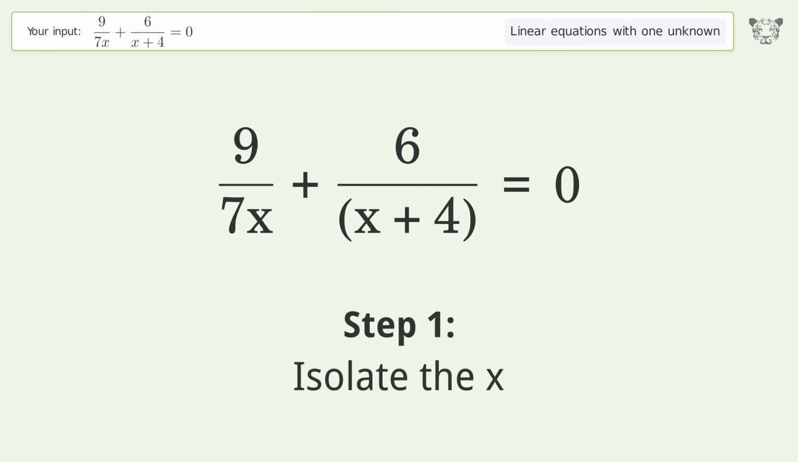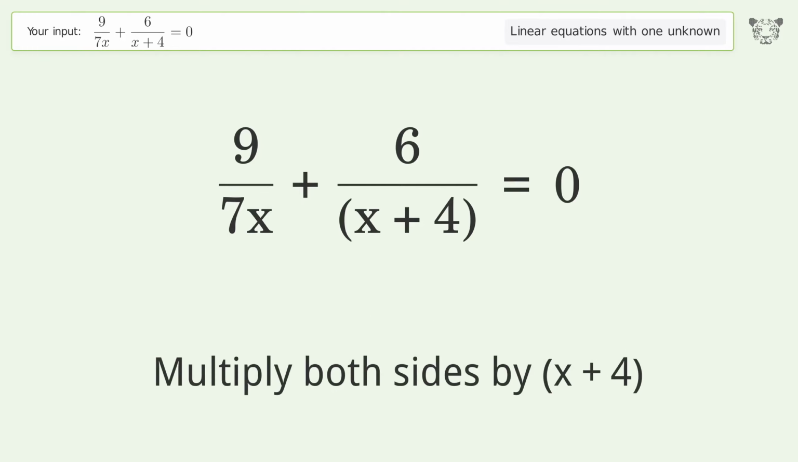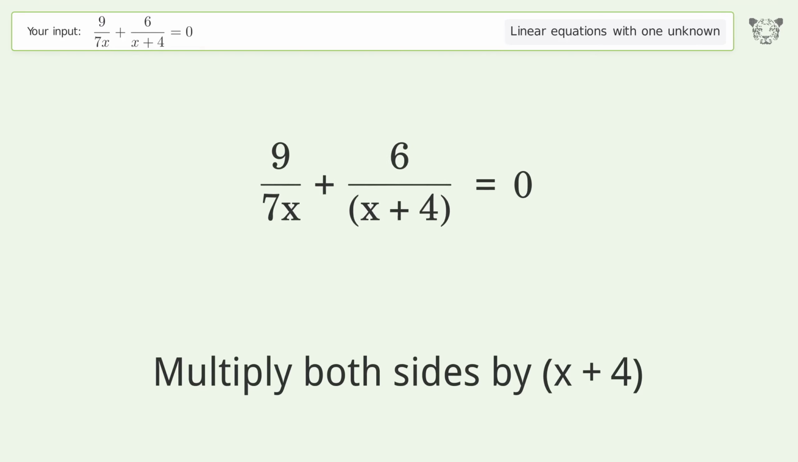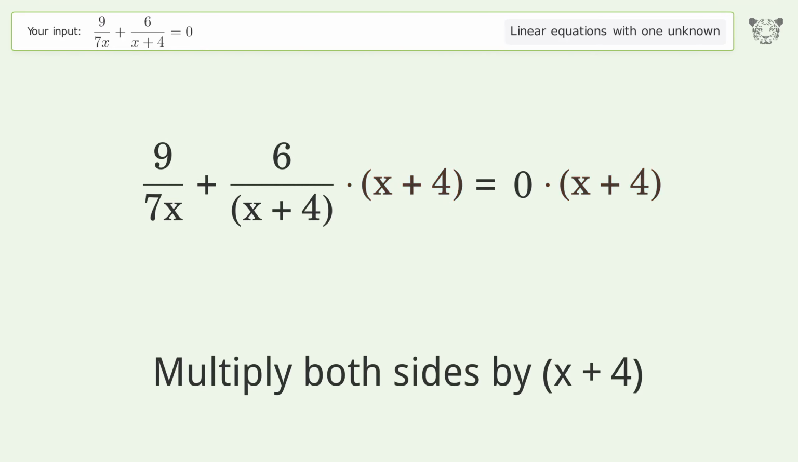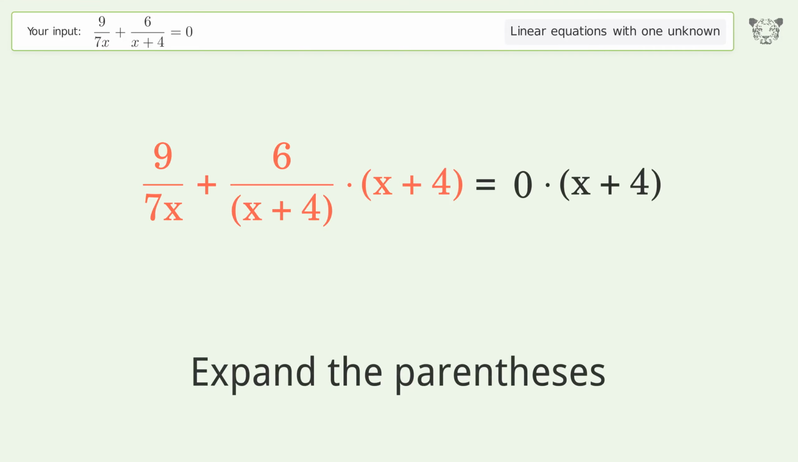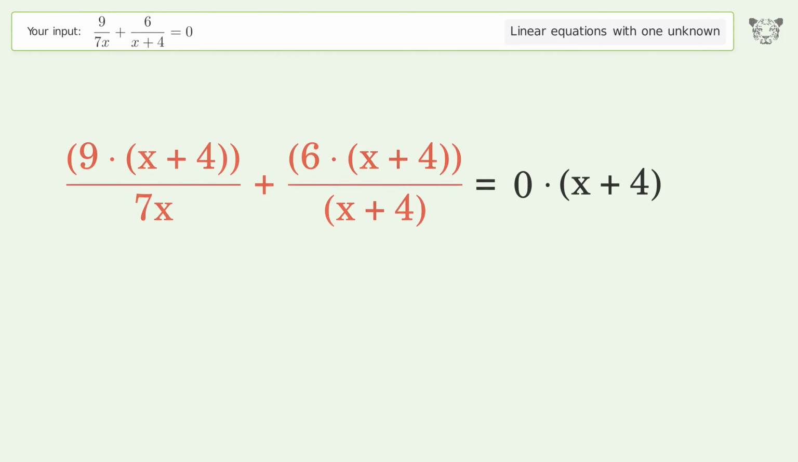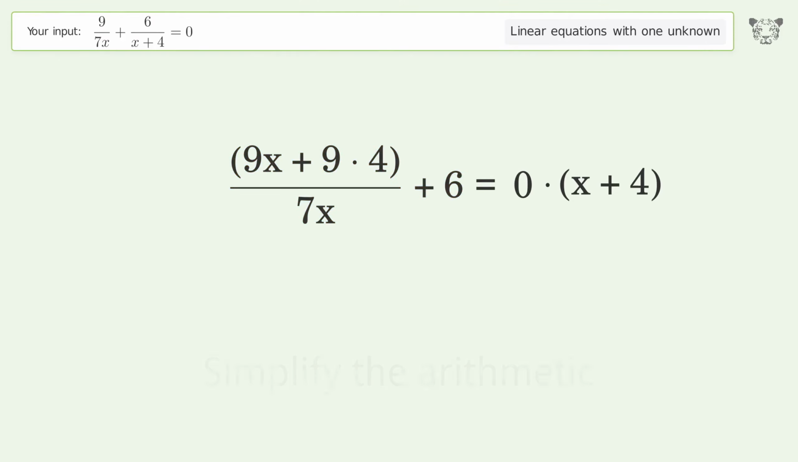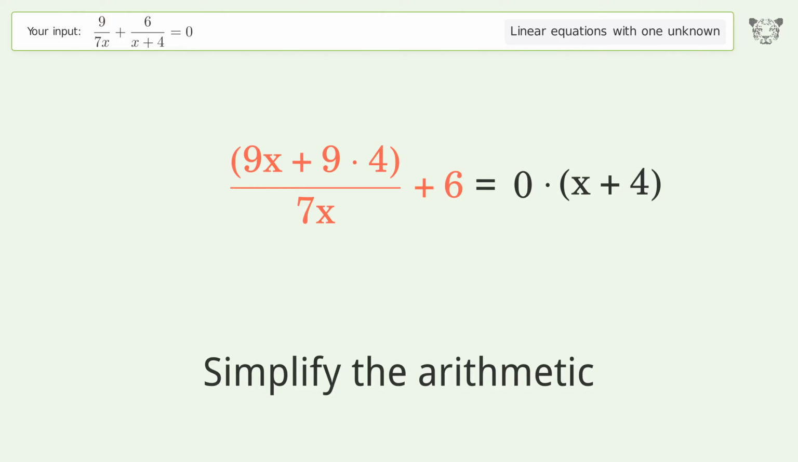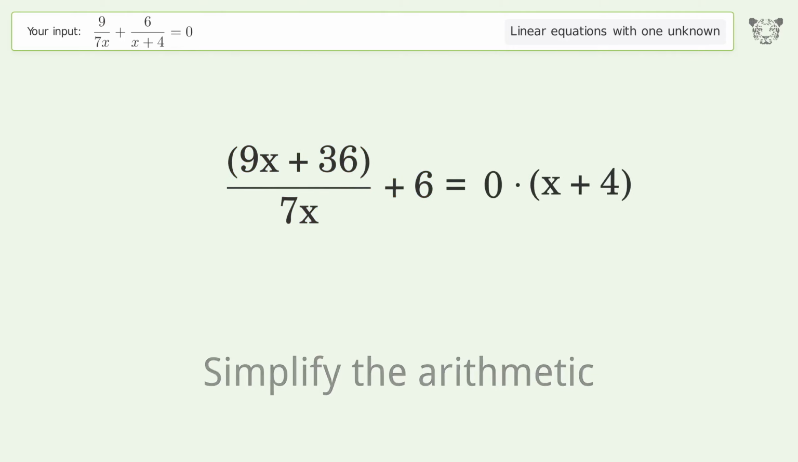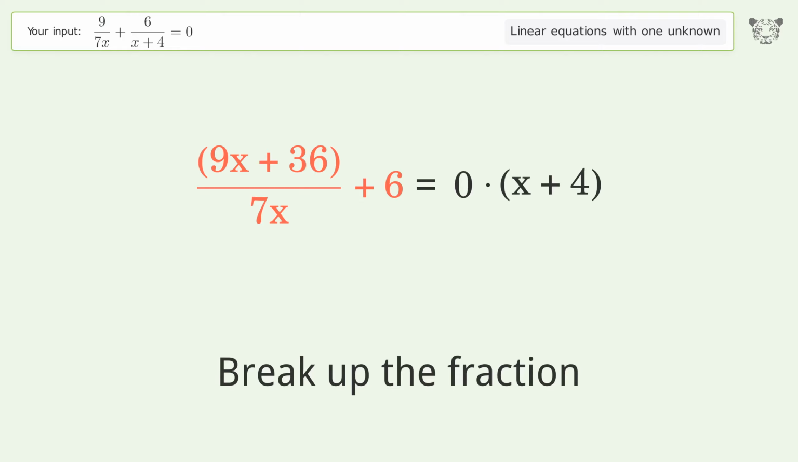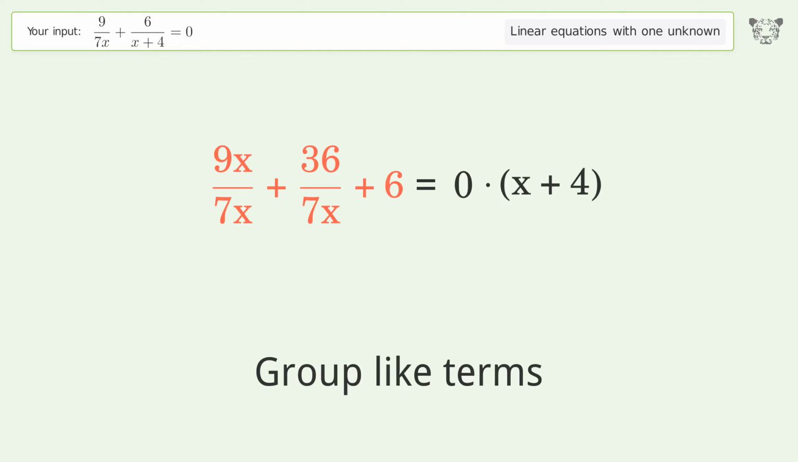Isolate the x. Multiply both sides by x+4. Expand the parentheses. Simplify the arithmetic. Break up the fraction. Group like terms.